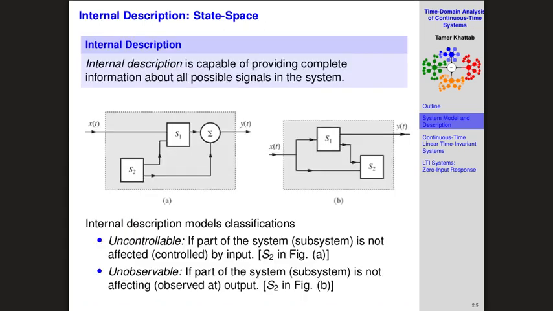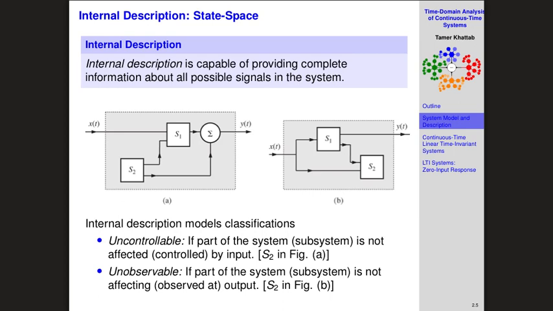The other way to represent a system is to look at the internals of the system itself and try to do a representation that describes what's happening inside the system. Okay? And typically in that case, the system is divided into components. We call each one of them a subsystem, right?